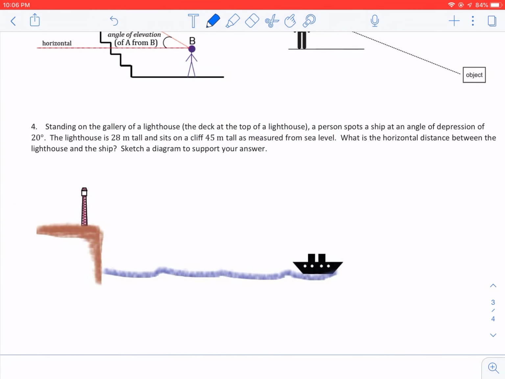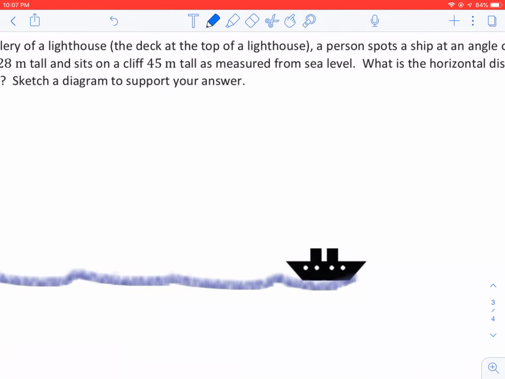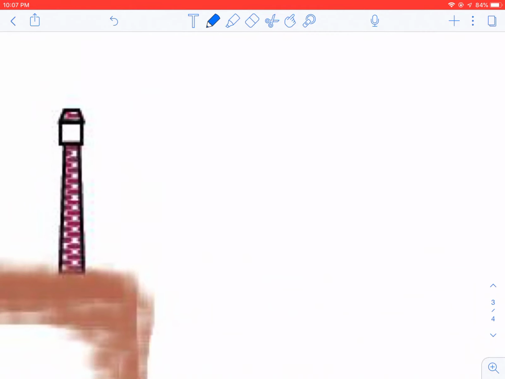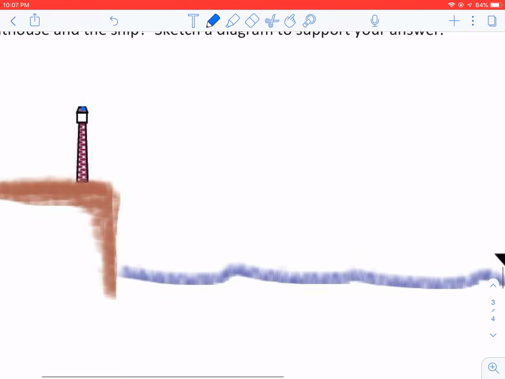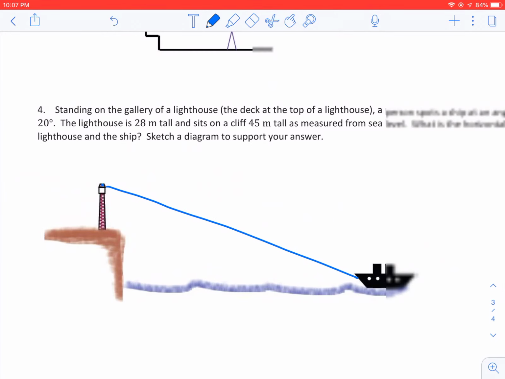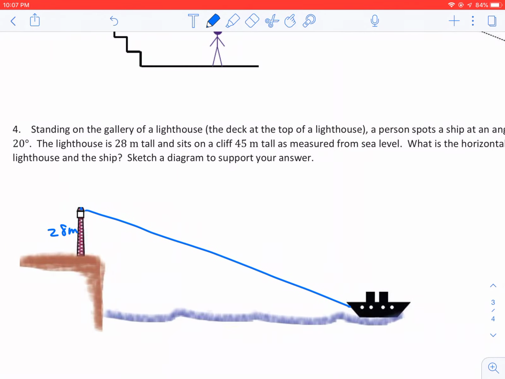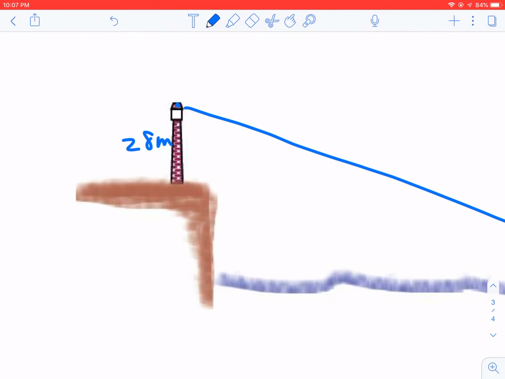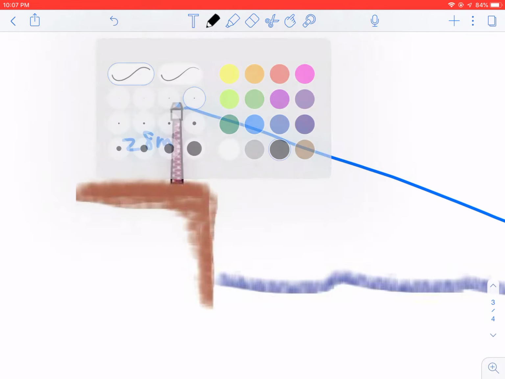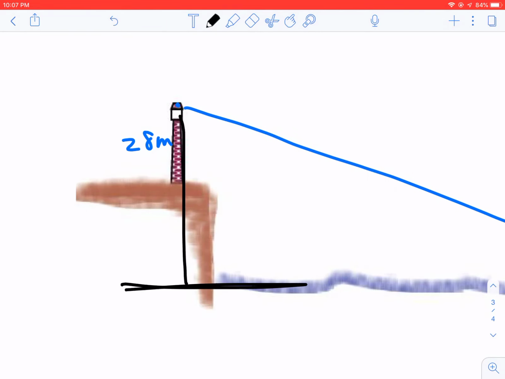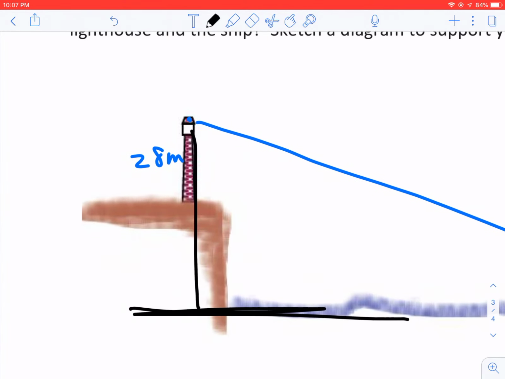Standing on the gallery of a lighthouse, the deck at the top of a lighthouse, a person spots a ship at an angle of depression of 20 degrees. So some guy is right over there in the lighthouse, and he spots a ship. The lighthouse is 28 meters tall and sits on a cliff 45 meters as measured from sea level. So this here is 28, but from the sea level, I'm assuming sea level is here, that distance is 45.